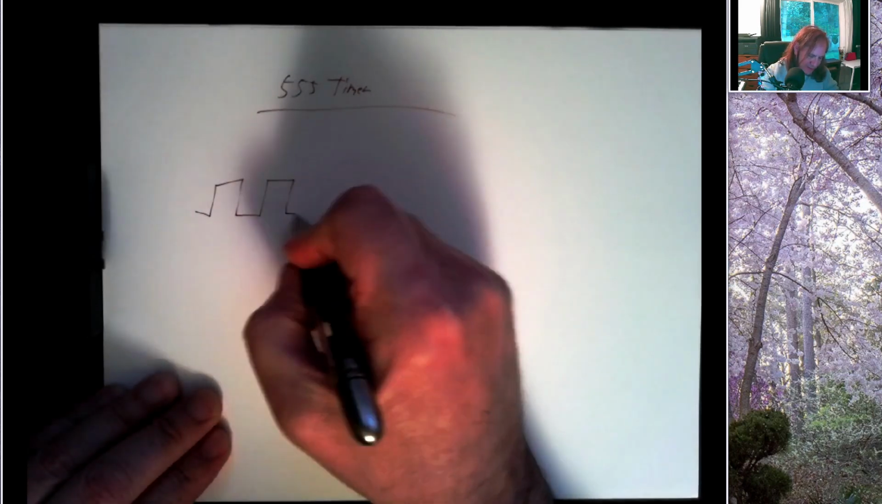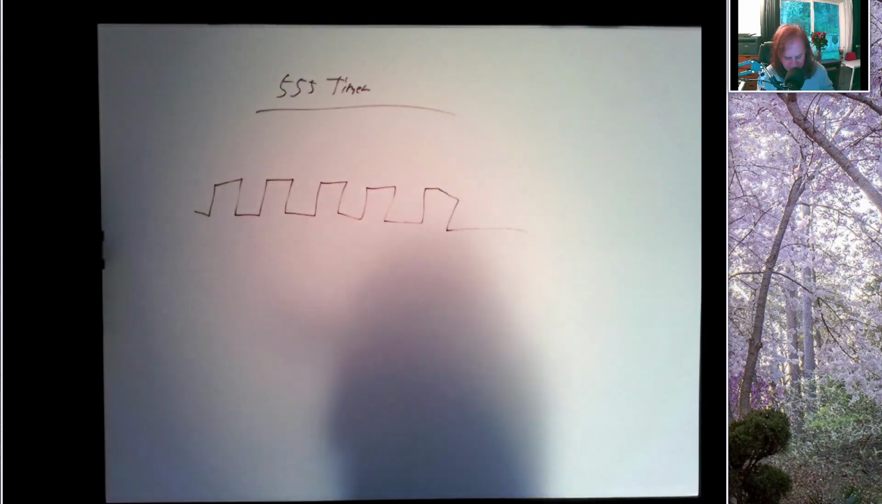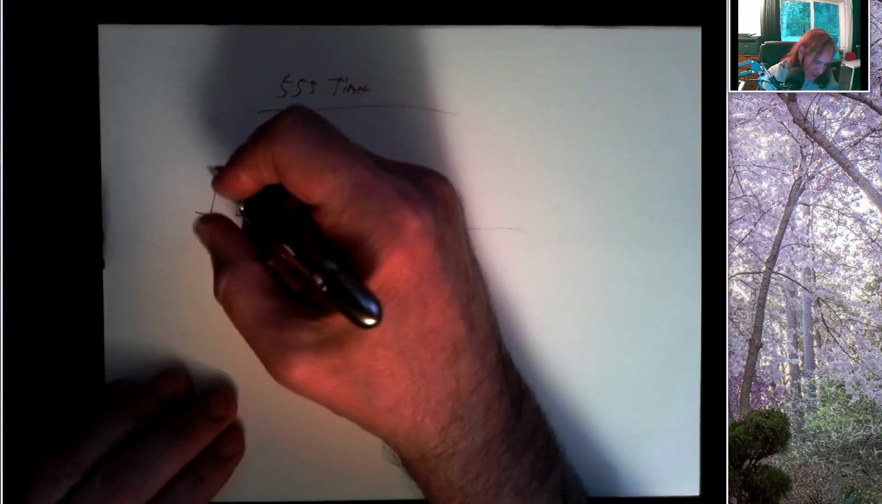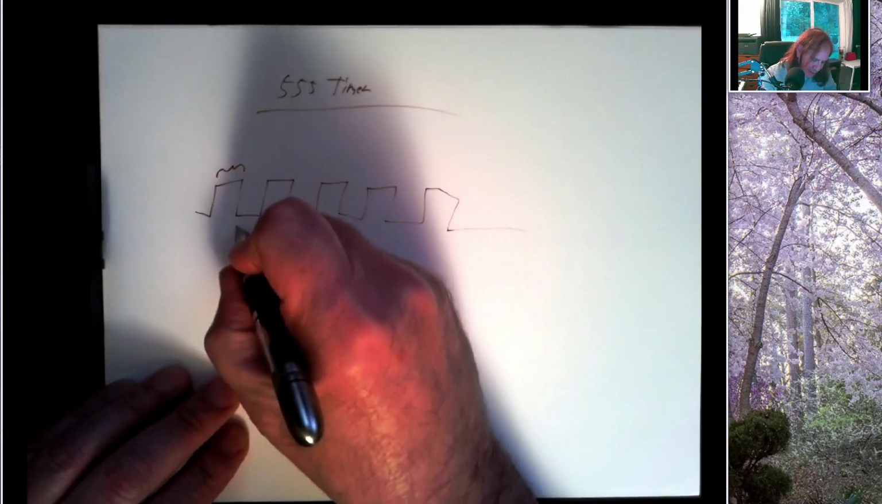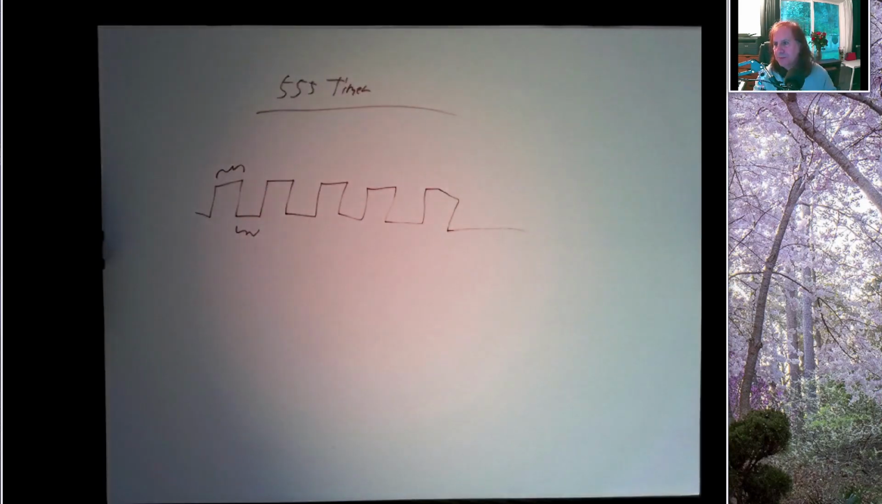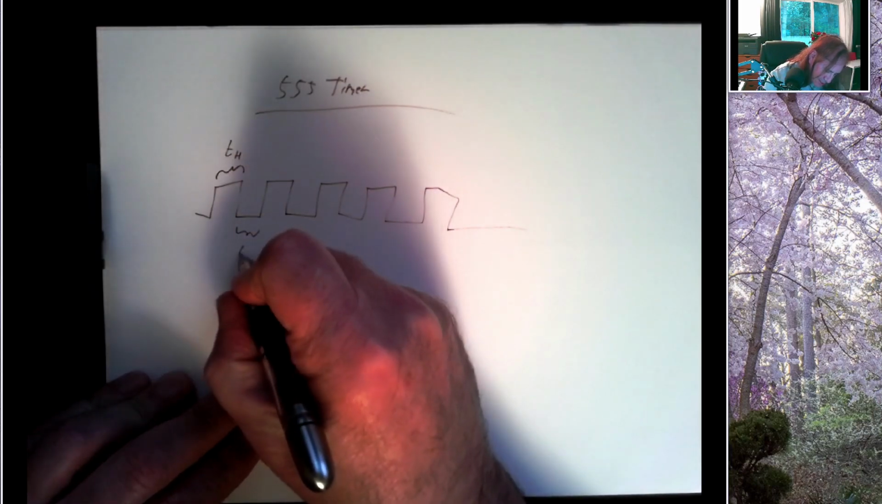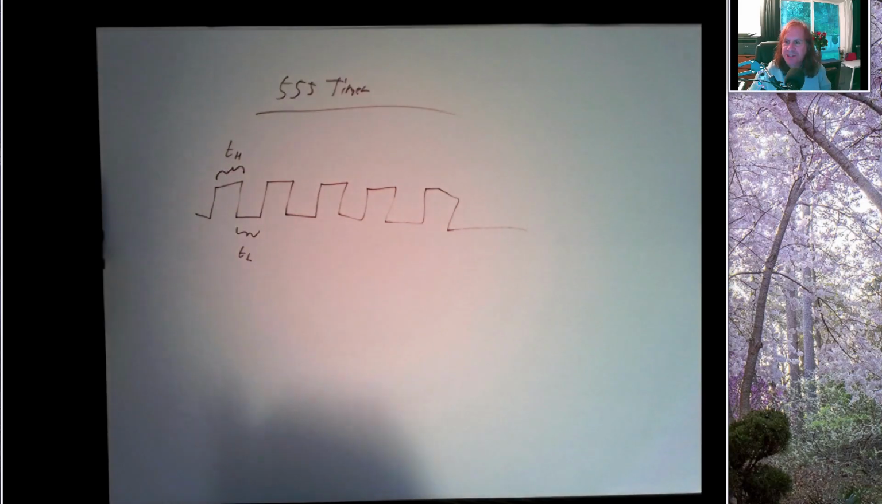And what this circuit does is it oscillates. It outputs 5 volts, 0 volts, 5 volts, 0 volts, 5 volts, 0 volts, forever. And the question is, how long does the output stay high? And how long does the output stay low? And so this is called T subscript H, and this is T subscript L. And by controlling these, we can make a lot of different changes to this waveform.